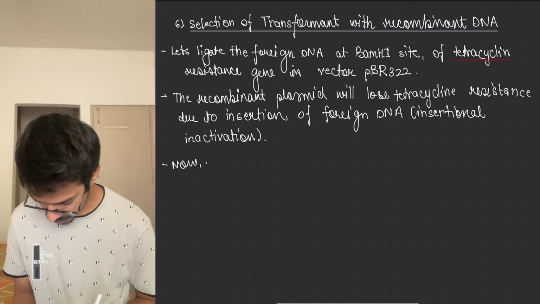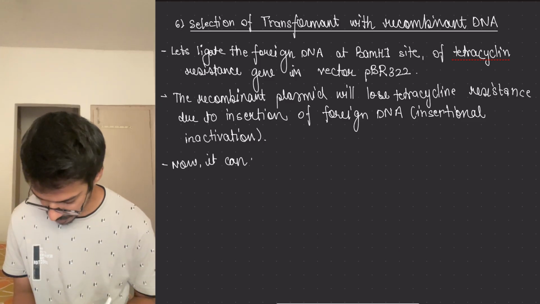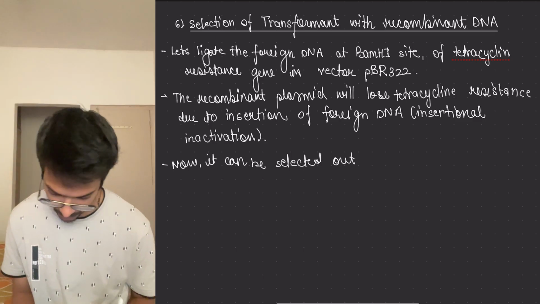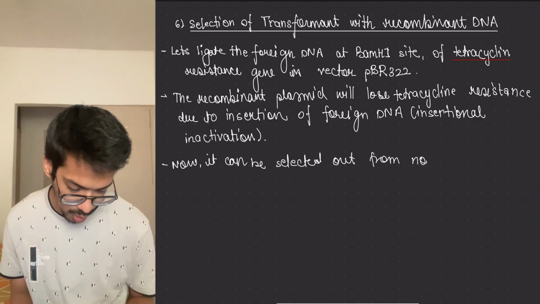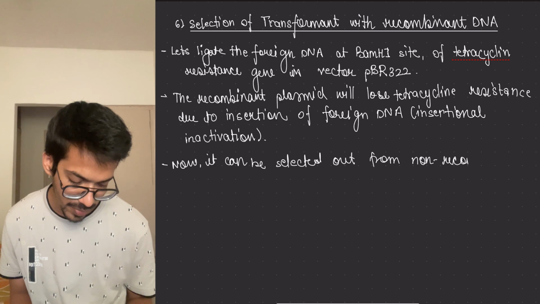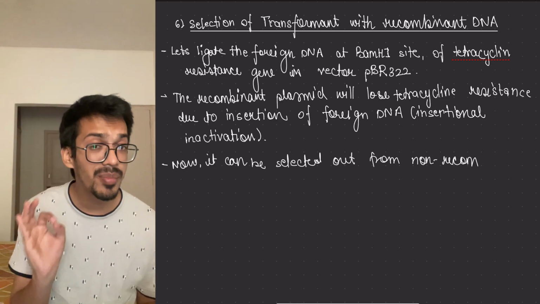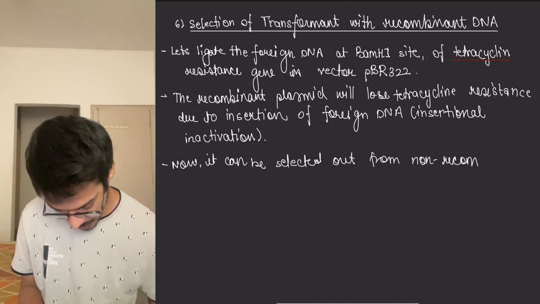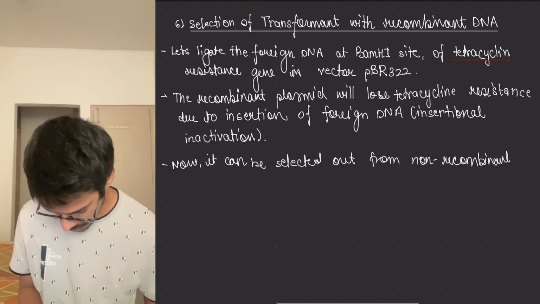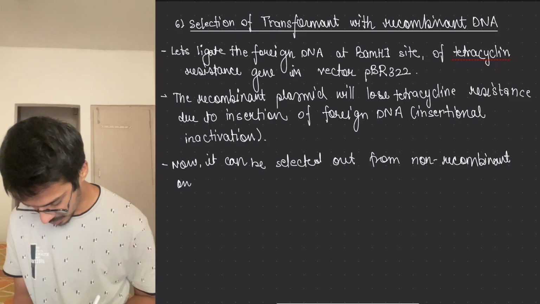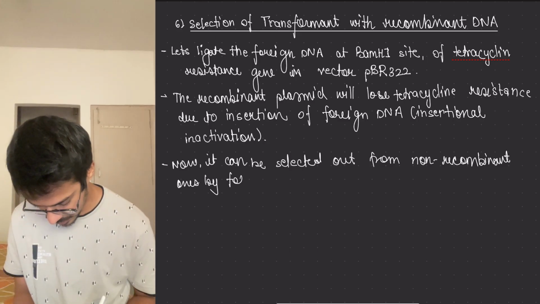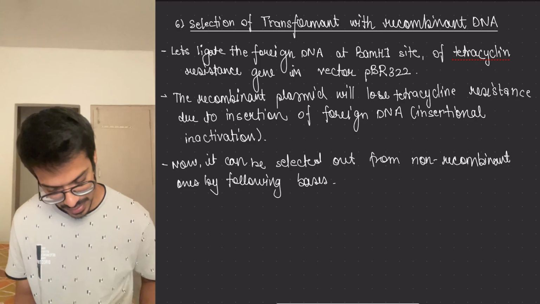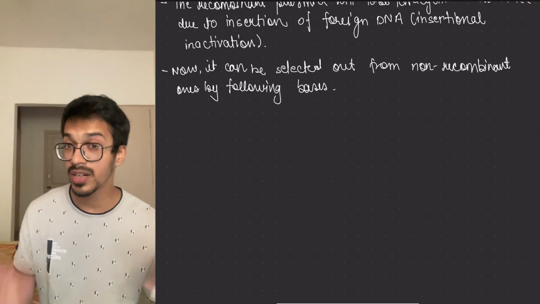Now it can be selected out from non-recombinants, because there will be some extremely stubborn bacteria which have not taken that one. We can find the recombinant ones by following this basis. So what will happen? Let's put up the scenario. You tell me what is going to happen.